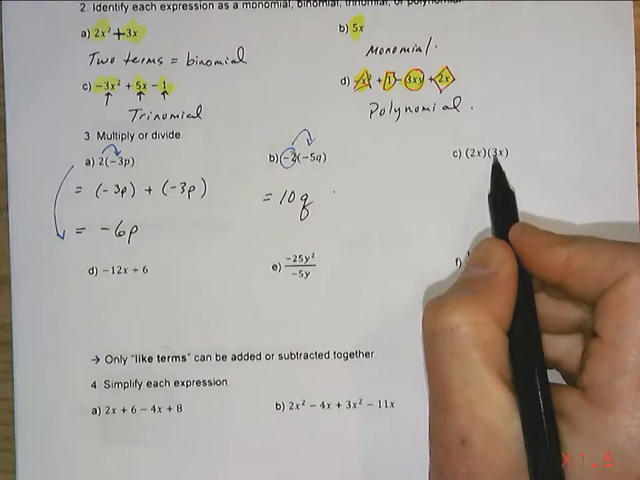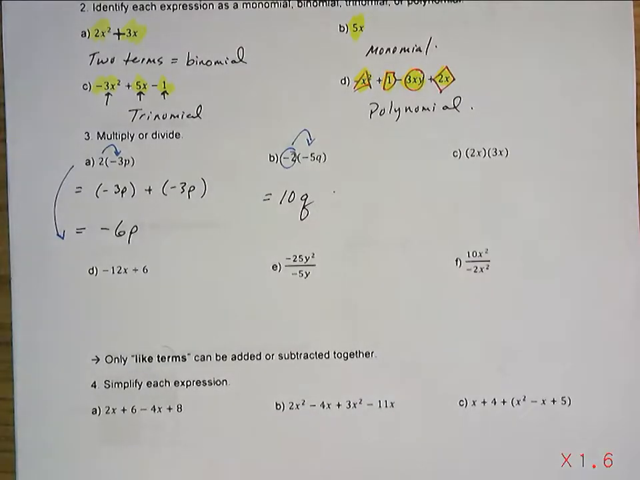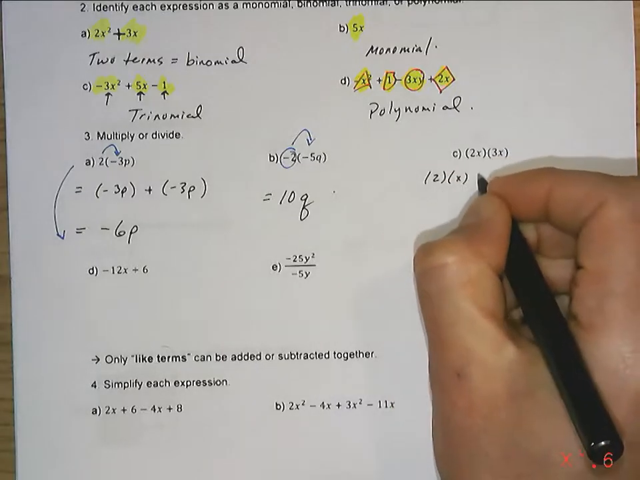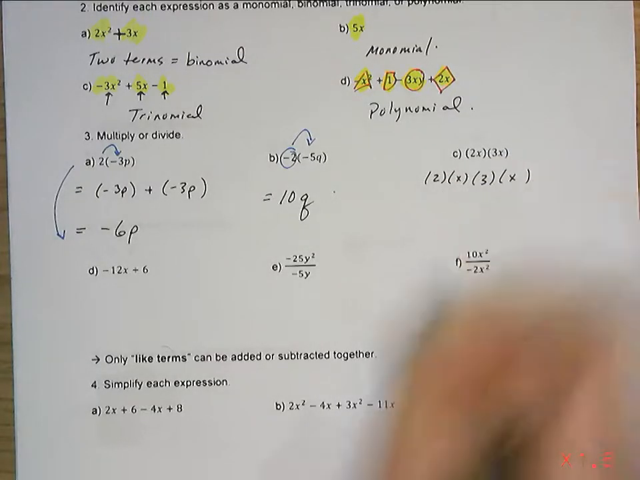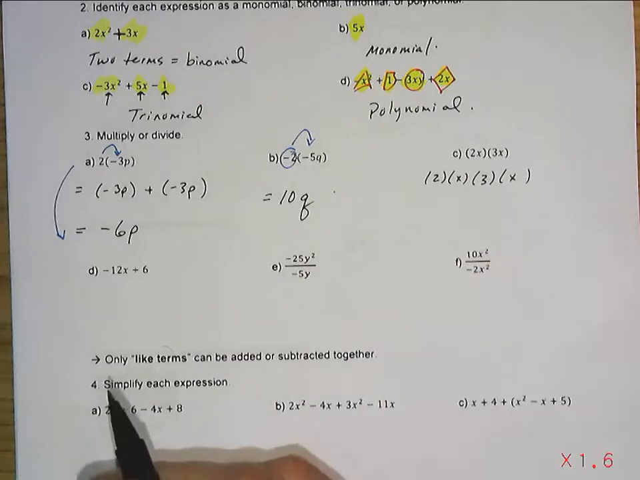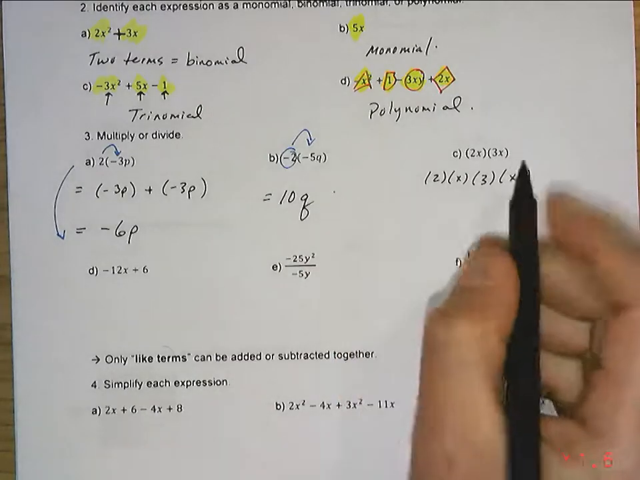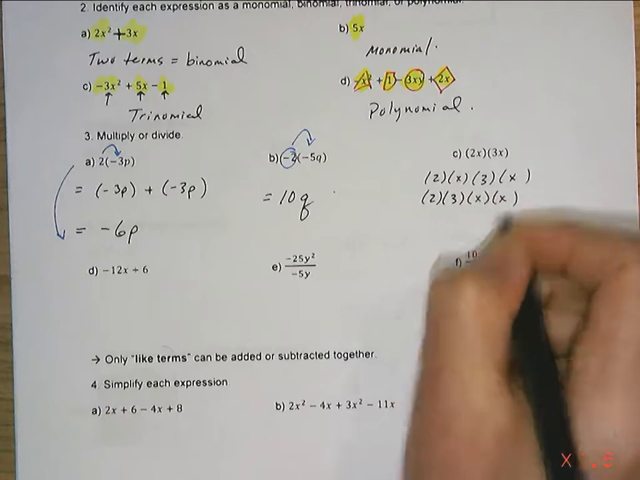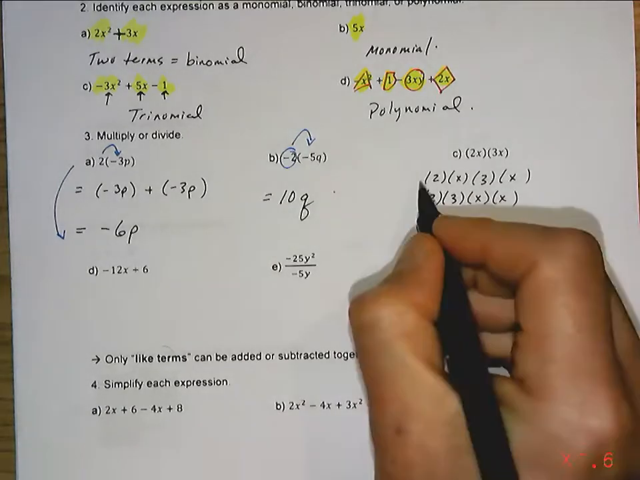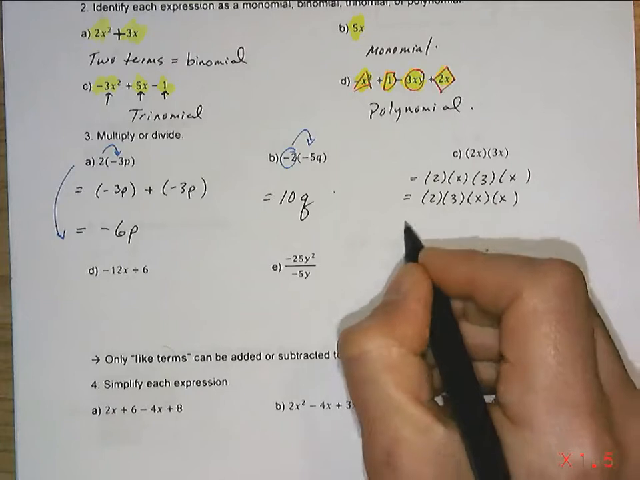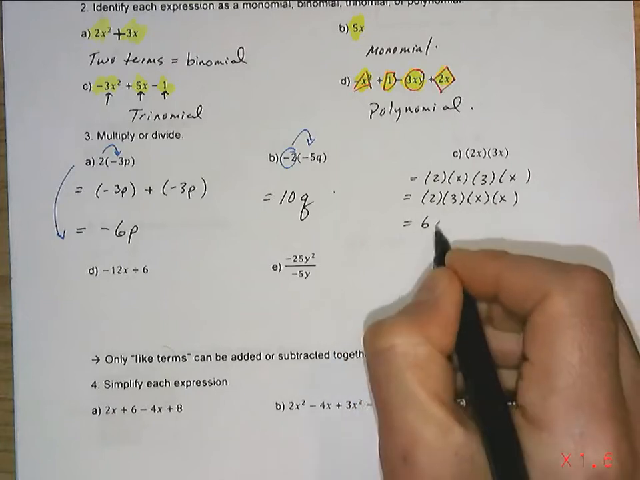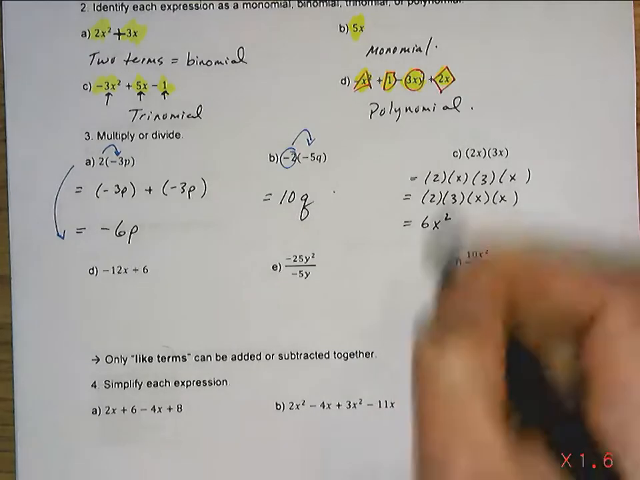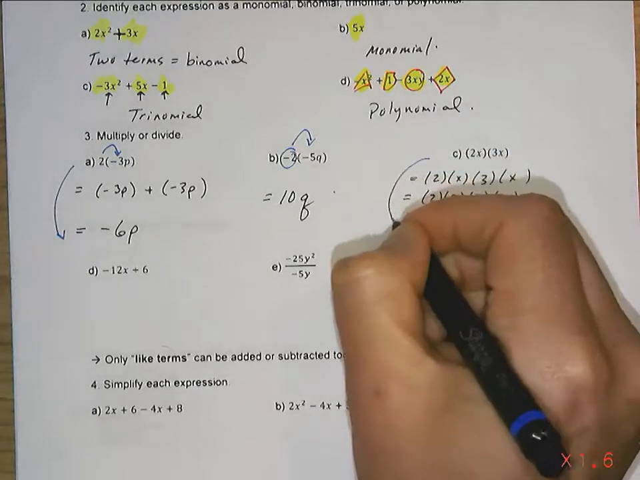2x times 3x. Now what's really happening here is that I've got 2 times x times 3 times x. The order of multiplication does not matter. I can put these in any order that I want. So I could do 2 times 3 times x, which means that I could do 2 times 3, which is 6, and x times x, which is x squared. That's your final answer. Now, what it means and how we actually get the answer might be two different things.